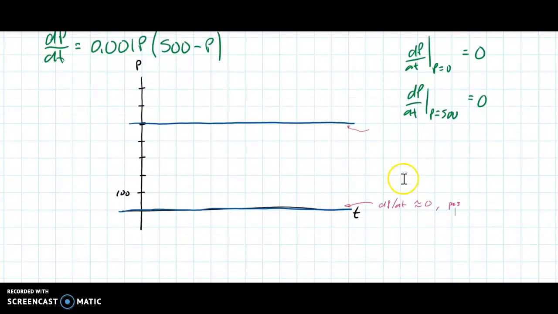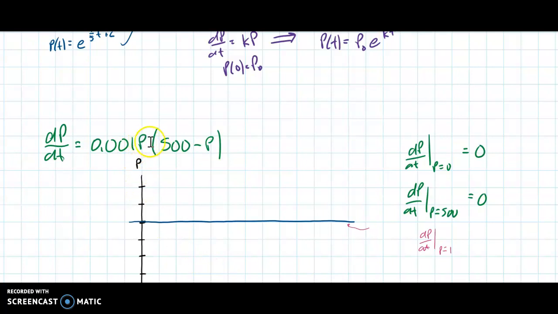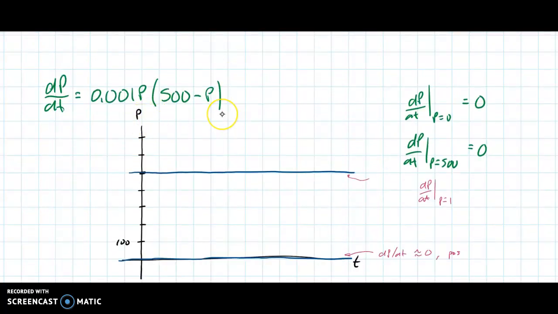Say I plug in 1. We'll do it right here. dp/dt evaluated at p equal to 1. All right. So look, I get 1 there. I get 500 minus 1, so that gives me 499. So if I do that, I get 0.001 times 499. You guys know how to multiply this. What I like to do is go 1, 2, 3. I move that decimal 3 times. Then I grab this decimal place and I go 1, 2, 3. So what's that give me? It gives me 0.499. So the slope when I've got a population of 1 is going to be very, very small.